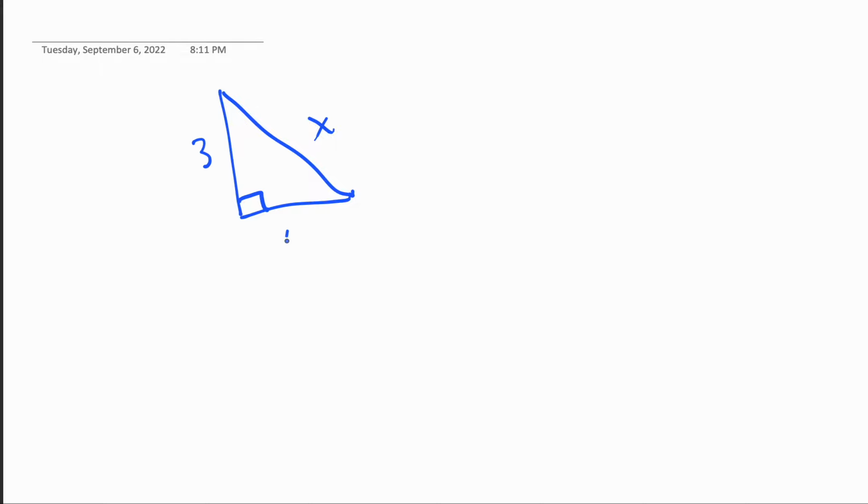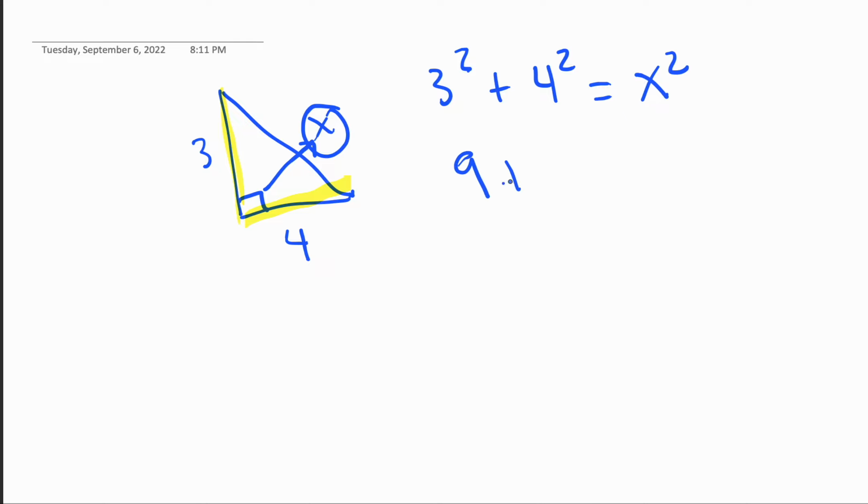And here is 3 and here is 4. So first we want to notice that 3 and 4 are touching the right angle. Those are what we call our legs. So we're going to say 3 squared plus 4 squared is equal to the one across from the 90, or x squared. We then can multiply. 3 times 3 is 9. 4 times 4 is 16, equals x squared.